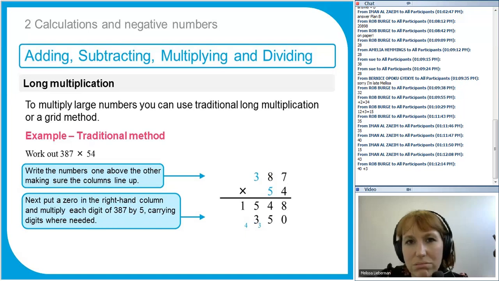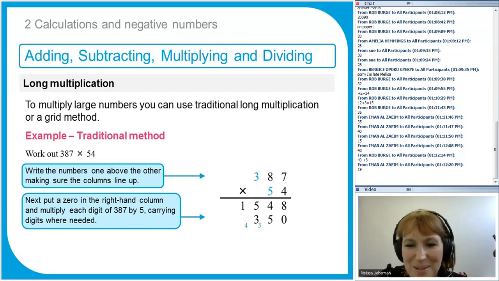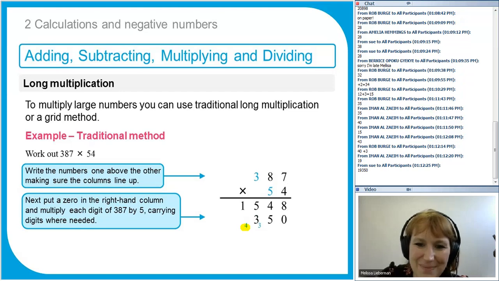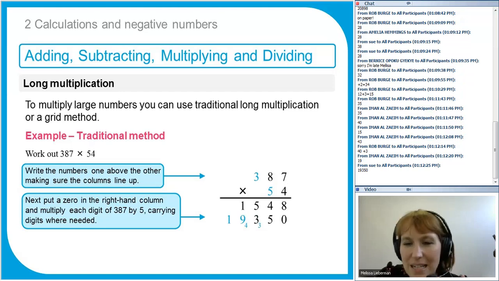And then the last step, at last, I hate these multiplications, 5 times 3 is 15, plus the 4 that you carried, 19. Sue, perfect, thank you, 19,350. Good. That's not the answer. To get the final answer, we need to add those two together.